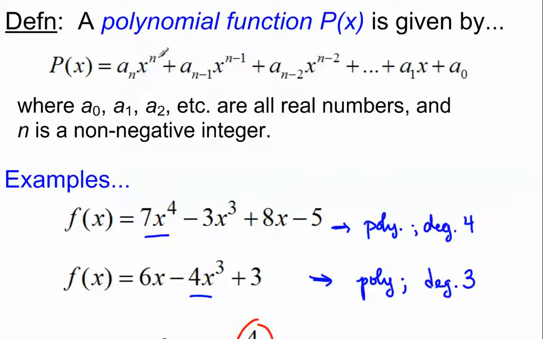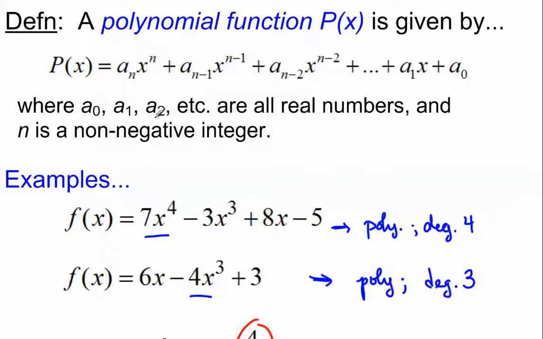It's a really kind of ugly looking definition. a sub n, x to the n, plus a sub n minus 1, x to the n minus 1, plus a sub n minus 2, x to the n minus 2, etc., until we get down to a sub 1, x, of course, to the first, plus a sub 0. And technically we do have an x to the 0 there, but that's 1, so we usually don't write it.